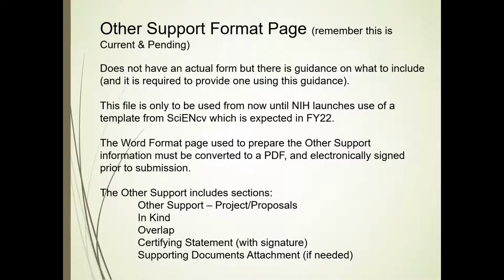The other support has several sections in it. They want to know about support that you've got related to projects and proposals. And then they want to know what you have in kind. They want to know if there's any overlap. And then you have a statement that you have to sign. And then if you have any foreign agreements or contracts, then that gets added as an attachment.